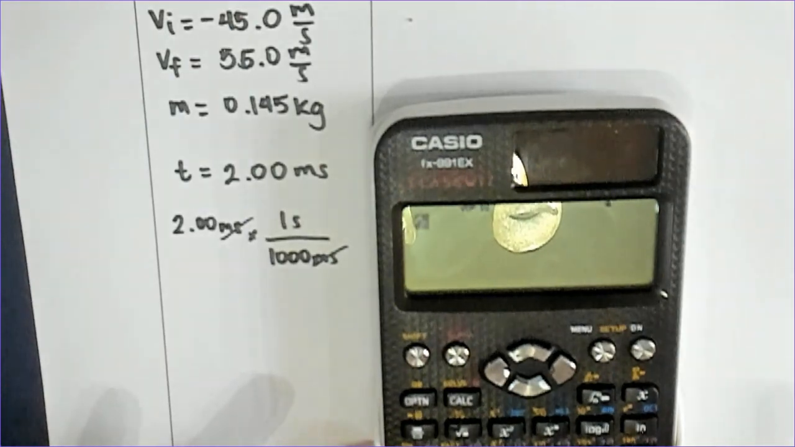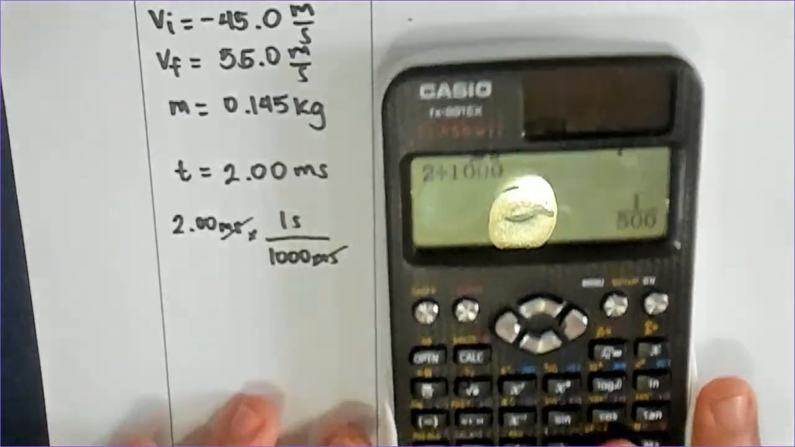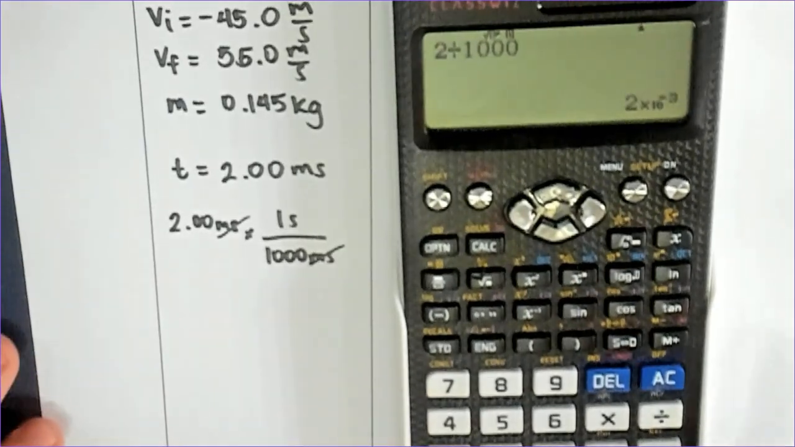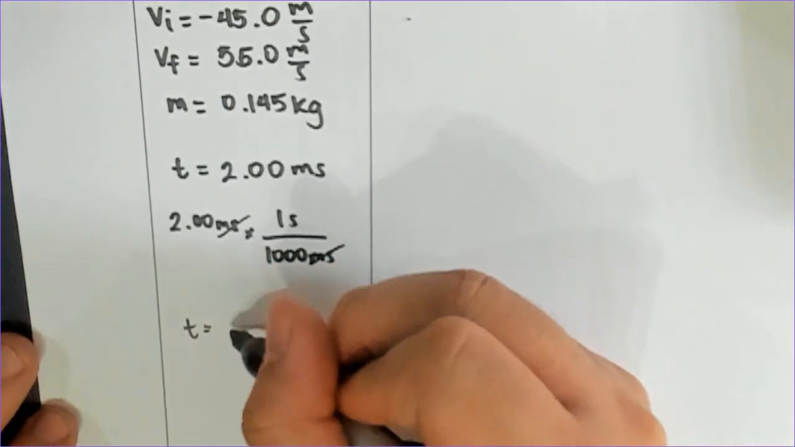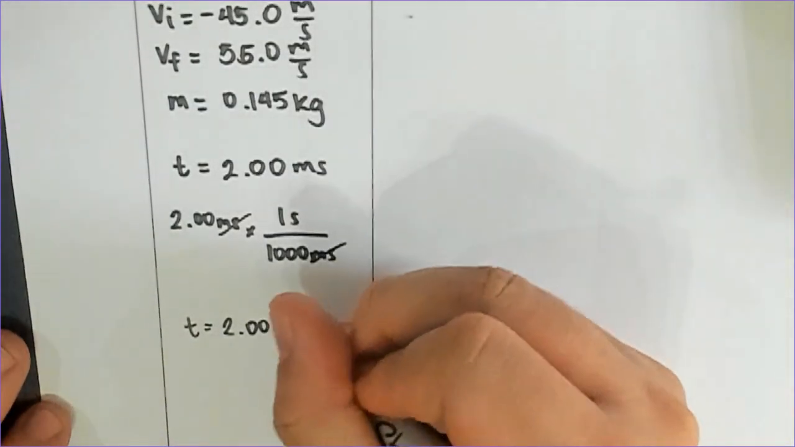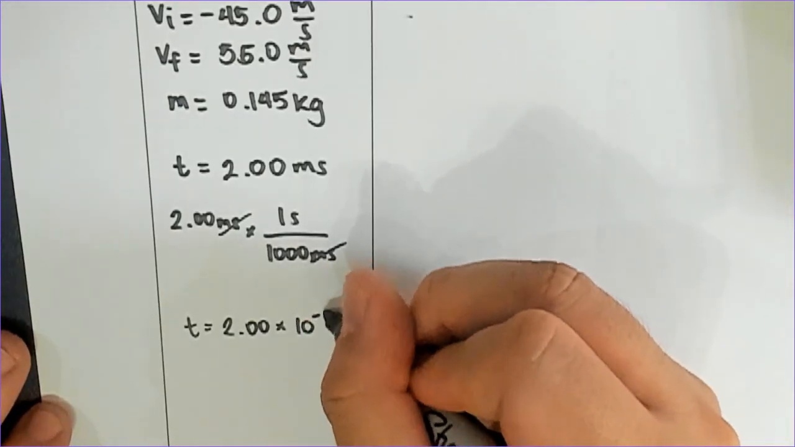So 2 divided by 1,000 gives me this fraction. However, if I want to make sure that it's in numerical form, I press ST, and that will give me 2 times 10 to the negative 3 seconds. Okay, so there is my unit of time. So time is simply equal to 2 times 10 to the negative 3 seconds.